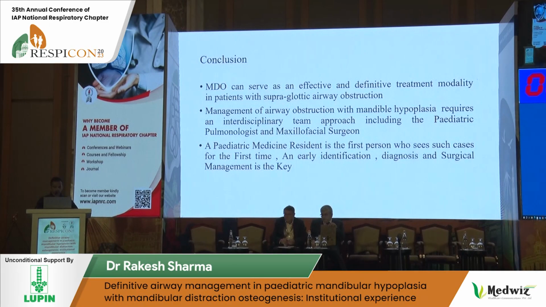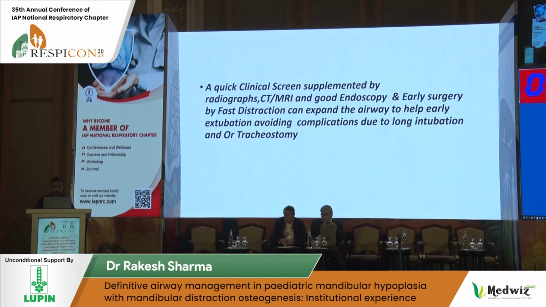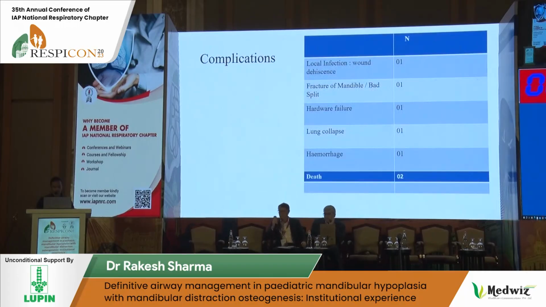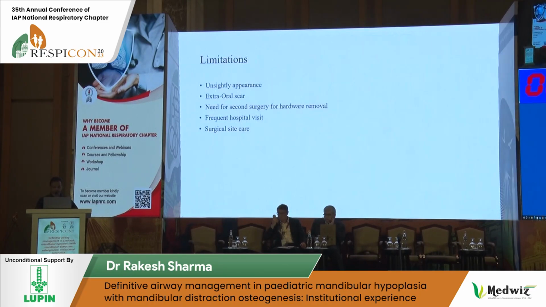So I would like to conclude by saying that a quick clinical screen, supplemented by radiographs and MRI, and followed by surgery, can lead to actual advancement or expansion of the posterior airway by distraction. Some complications were there. There was infection in one case and fracture of the mandible in one case, and we also had lung collapse because of endobronchial intubation, hardware failure, and hemorrhage in one case.